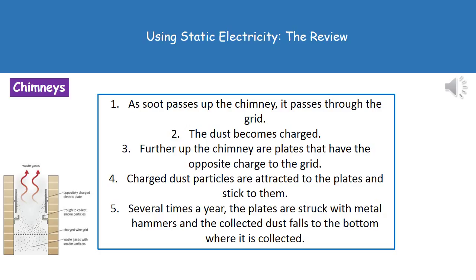The way these work is inside the chimney there's this charged wire grid. As the soot passes up the chimney it crosses that grid, and as it does so it becomes charged. So our little particles of dust and soot have now got a charge on them. A bit further up the chimney you can see there are these oppositely charged electric plates. Because they've got the opposite charge to our particles of dust and soot, the particles are attracted to those metal plates.